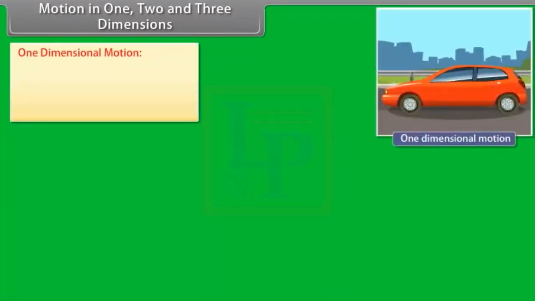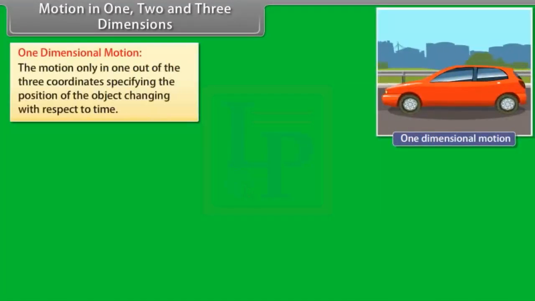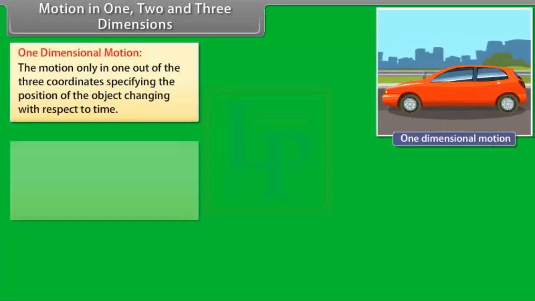Motion in 1, 2 and 3 dimensions. One-dimensional motion. The motion in which only one out of three coordinates specifying the position of the object changes with respect to time. Example: a car traveling in a straight line.